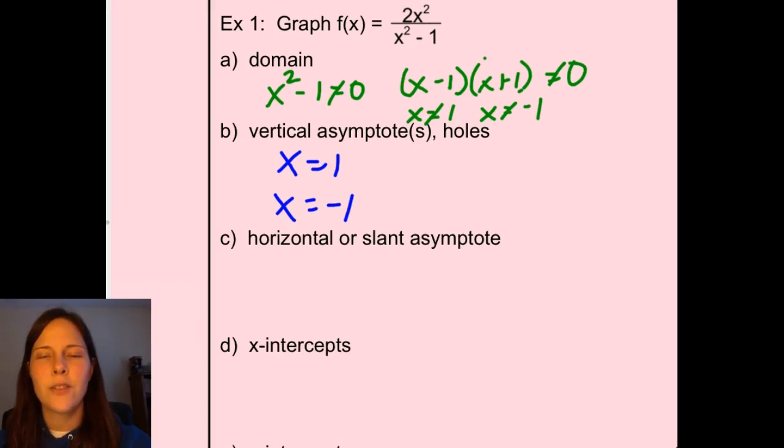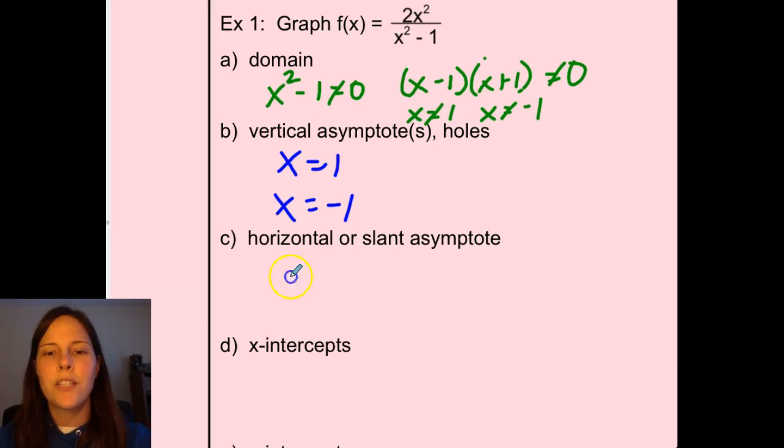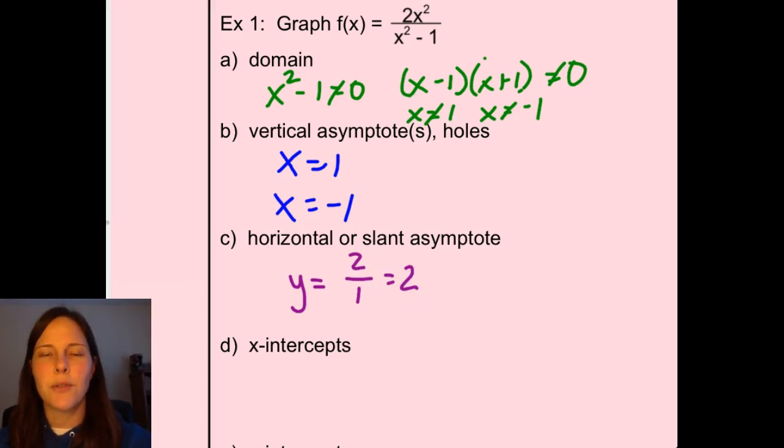For our horizontal or slant asymptotes, the degree in the numerator equals the degree in the denominator. So this is when we take the leading coefficient of the numerator divided by the leading coefficient of the denominator to get our horizontal asymptote. So y equals 2 is the horizontal asymptote of our function.